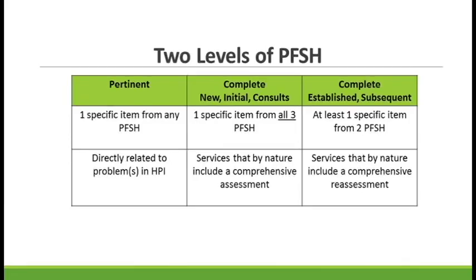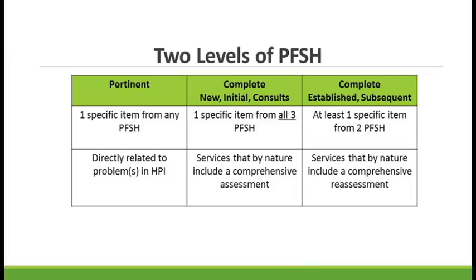There are 2 levels of PFSH, pertinent and complete. A pertinent PFSH would be one specific item from any of the 3 histories which is directly related to the problems recorded in the HPI. The most common history documented by providers is the past medical history because the patient's medications are generally always included in the progress note and contribute to the provider's thought process regarding treatments in most cases.